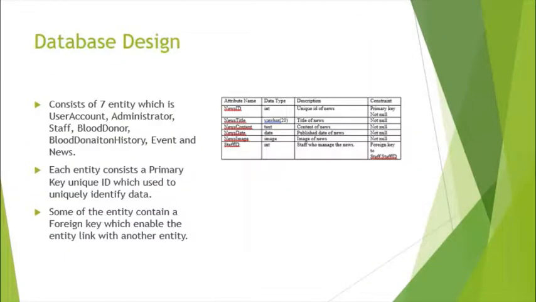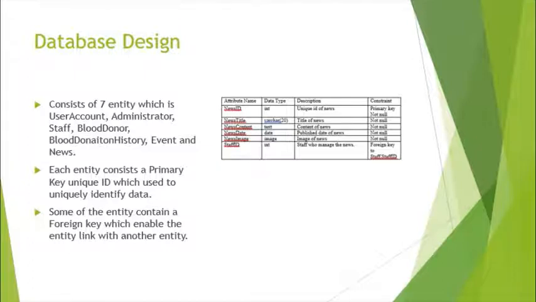For the database design, the database we chose is MySQL, and it consists of several entities, which are user account, administrator, staff, blood donor, blood donation history, event, and news. Each entity consists of a primary key, a unique ID, which is used to uniquely identify data. For example, you can see the news entity in the table beside, where the news ID is the primary key. So we can use the primary key to identify the data.